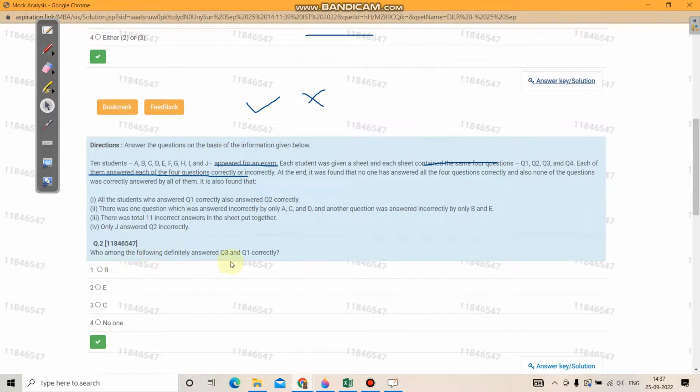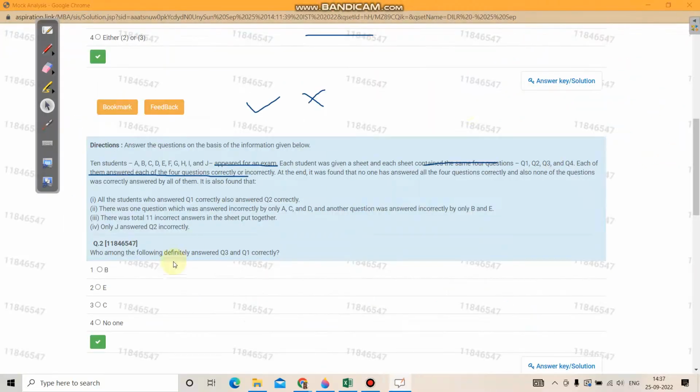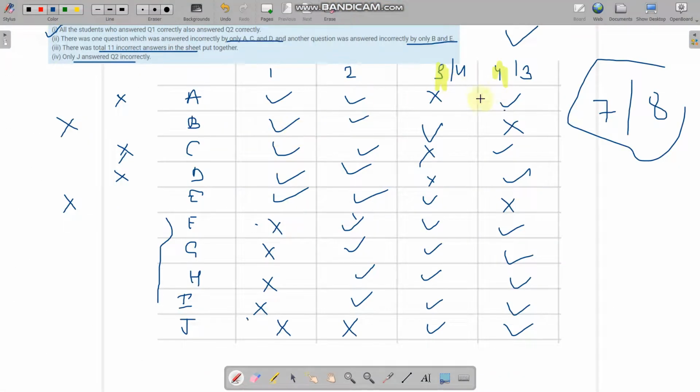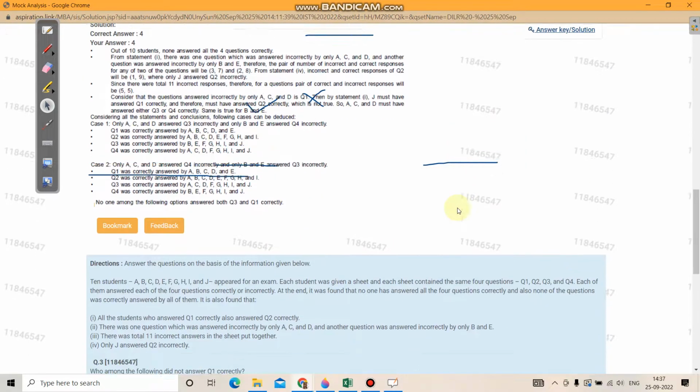Now, who among the following definitely answered Q3 and Q1 correctly? What were the options? B, C, E. Let's check. If this is Q3, then B, C, E all three answered, so Q3 will decide. There is a tick over here, there is a cross. If this becomes Q3, then B won't satisfy, and if this becomes Q3, then C won't, and if this becomes Q3, then E won't. So gone. The answer to this is none, no one.